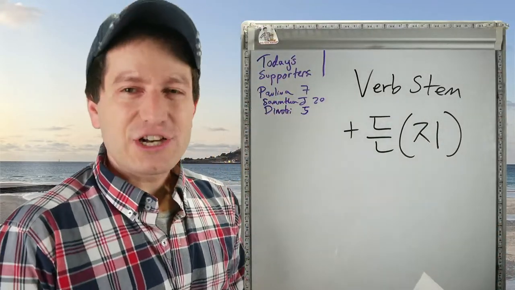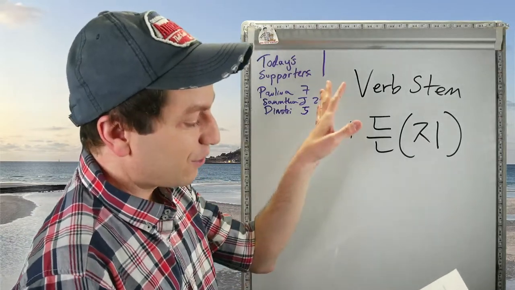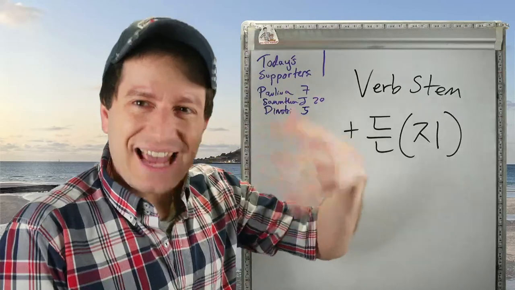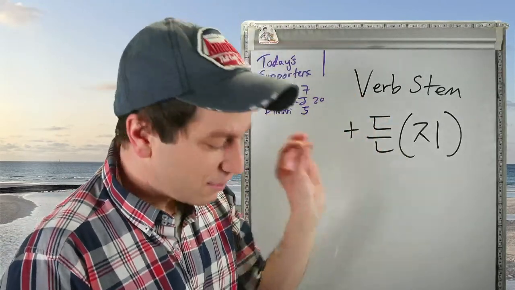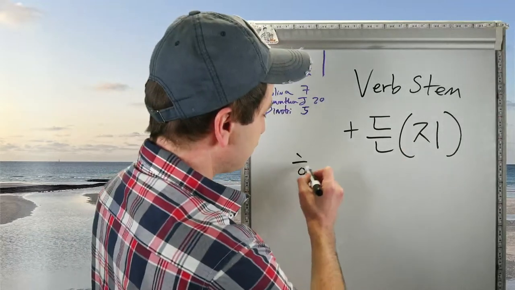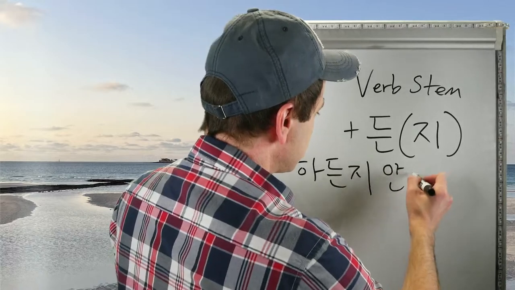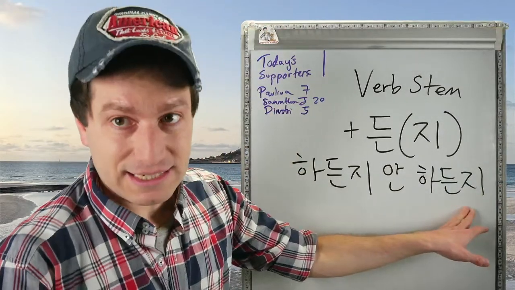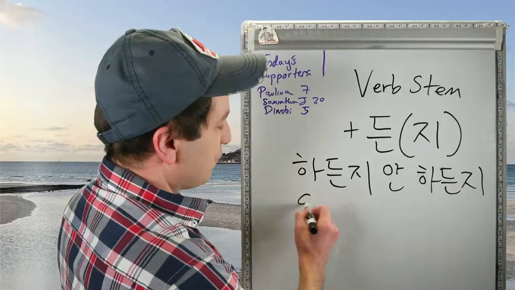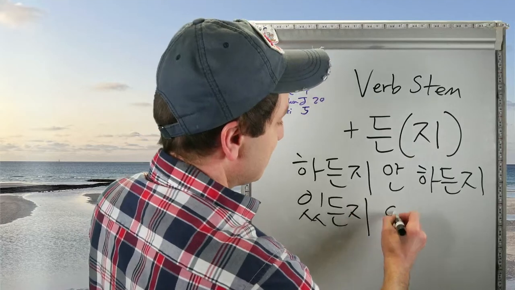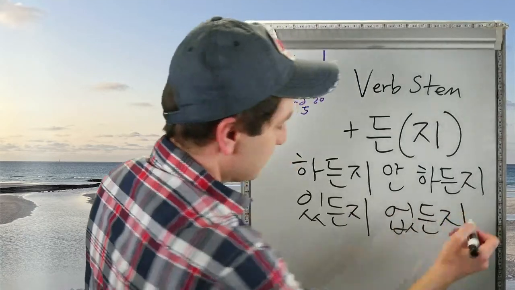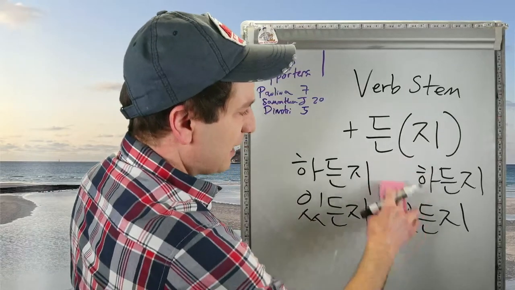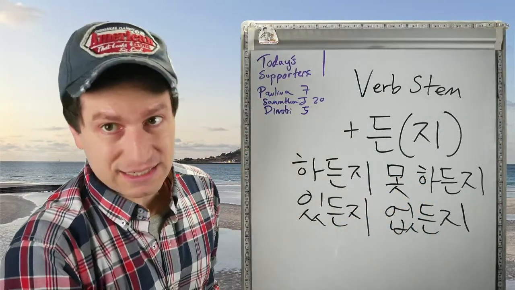Okay. The way this form works is you're actually going to use it twice. So you'll take a verb, and then you'll take usually the opposite meaning or something that has a different meaning, and you'll attach it afterwards. For example, if you're using 하다, you could get something like 하든지, 안 하든지. Or if you're using the verb 있다, to exist, 있든지, 없든지. So you'll use something that's kind of the opposite. Or maybe here, instead of 안 하든지, you can have 하든지, 못 하든지.